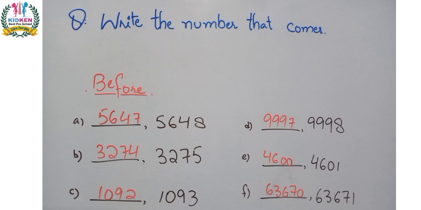Part D is 9998. So the last two digits are 98. So simply we can write 97. So the solution is 9997.